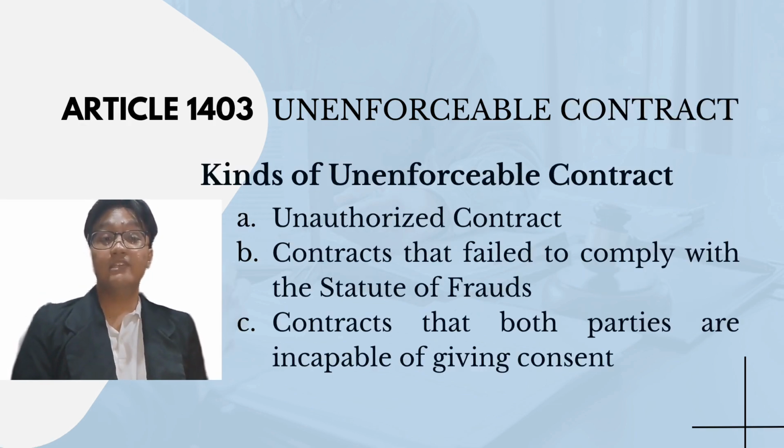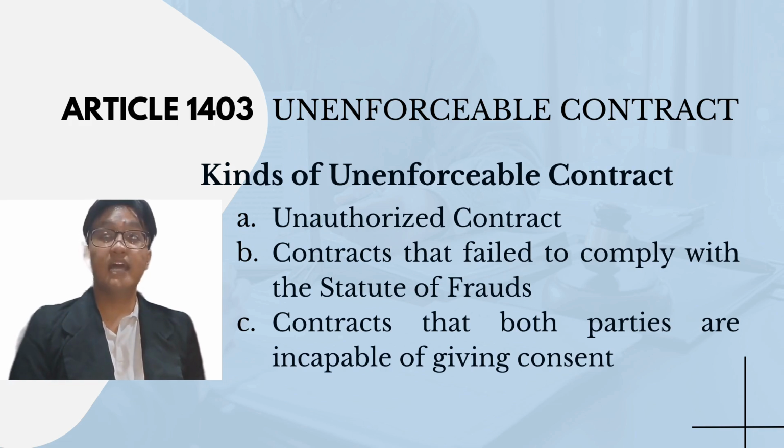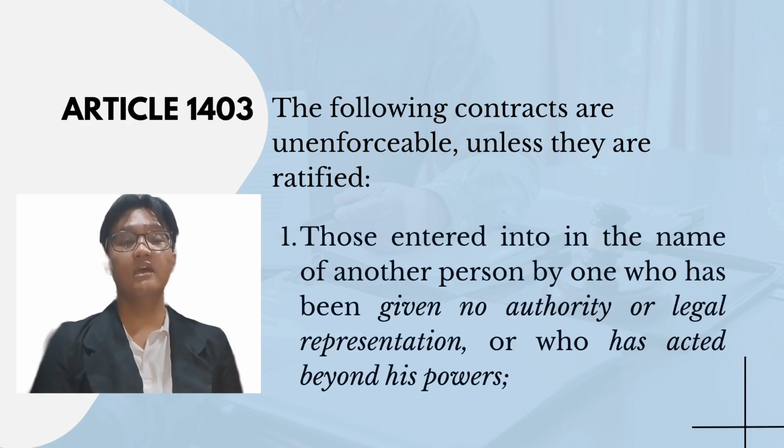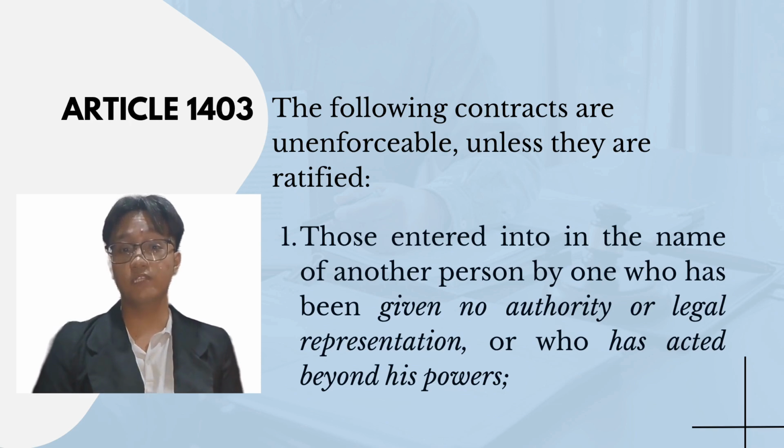So, there are three kinds of unenforceable contracts. Number one is unauthorized contracts. Number two is contracts that fail to comply with the statute of frauds. And number three is contracts where both parties are incapable of giving consent. Article 1403 enumerates the contracts which are unenforceable.